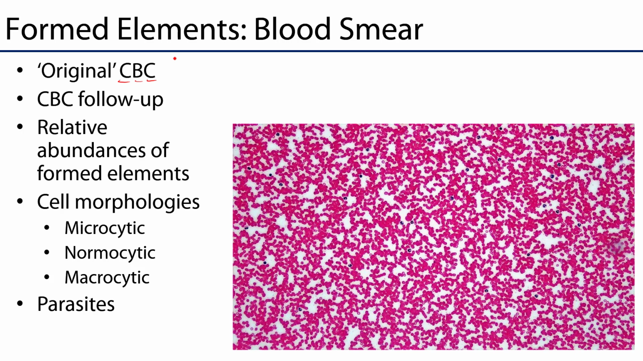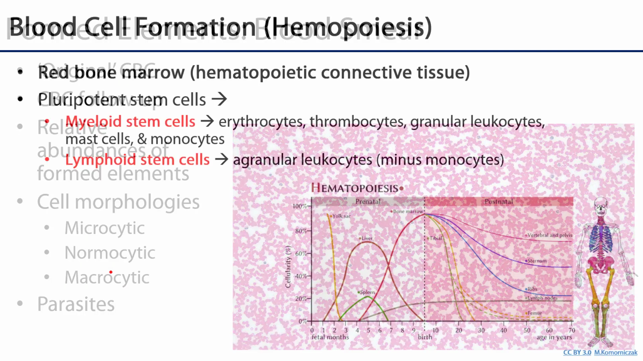Not only does it allow people to see the relative abundances of formed elements, but it also allows them to look at the sizes of cells, particularly whether a cell is too small, meaning it is microcytic, whether it is of typical size, normocytic, or whether it is abnormally large, macrocytic. Blood smears also allow individuals to see if there is the presence of any parasites within the blood. So endoparasitic infections can often manifest on a blood smear.